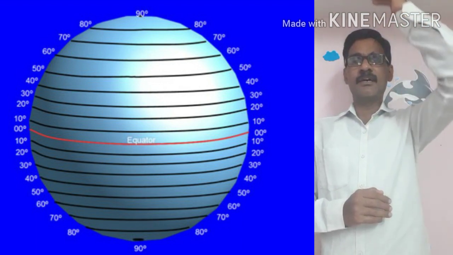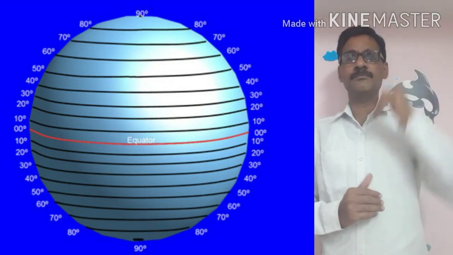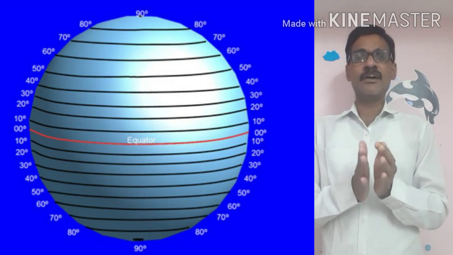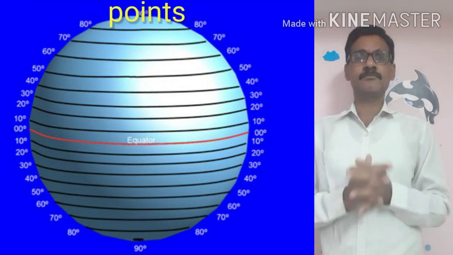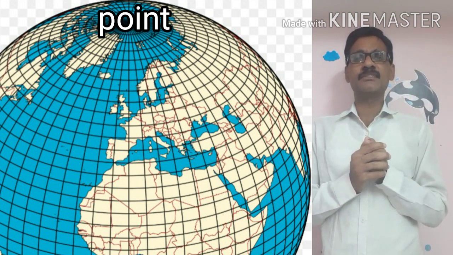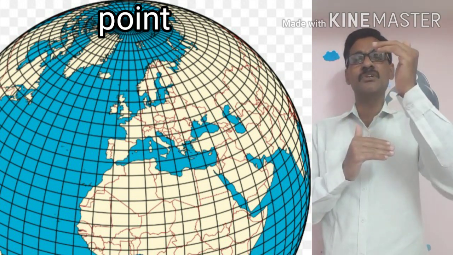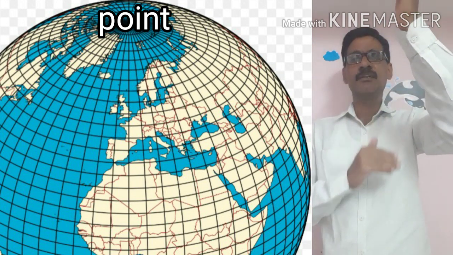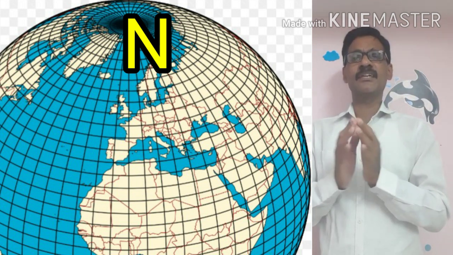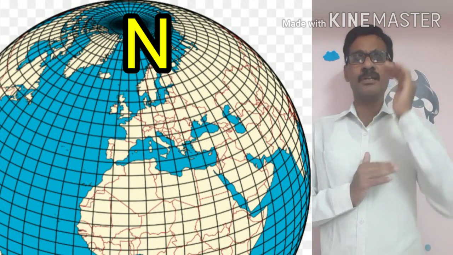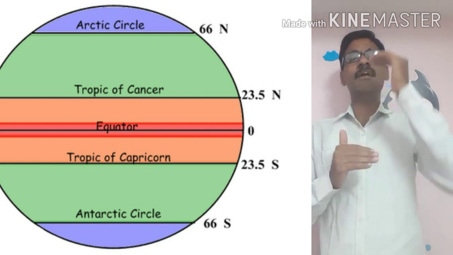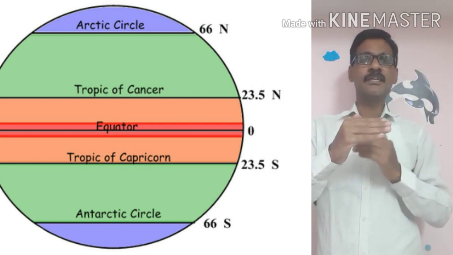The 90 degrees North Pole latitude and the 90 degrees South Pole latitude are not circles, they are only points, because when we move from the equator to the North Pole or South Pole, the size of the circles decreases. Finally, they decrease to a point, the North Pole point and the South Pole point. And each latitude is designated with a direction, north or south. For example, 10 degrees N means 10 degrees northern latitude, and 10 degrees S means 10 degrees southern latitude.